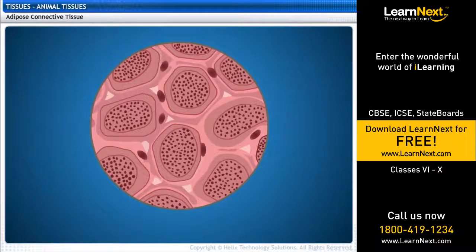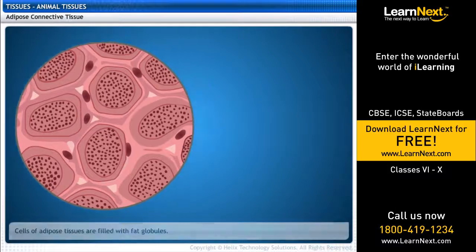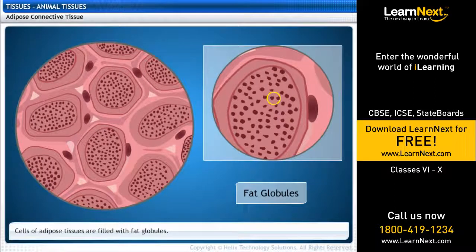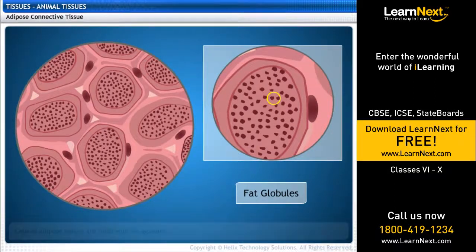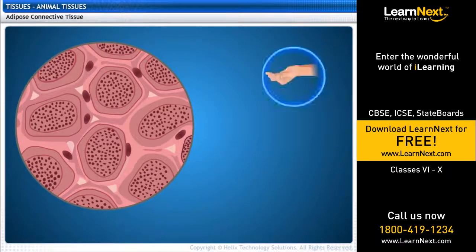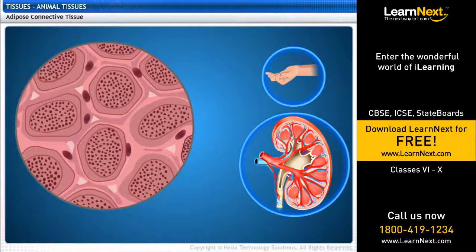Here's a look at the adipose connective tissue. Cells of this tissue are filled with fat globules. It is found below the skin and around internal organs like kidneys, and acts as an insulator.